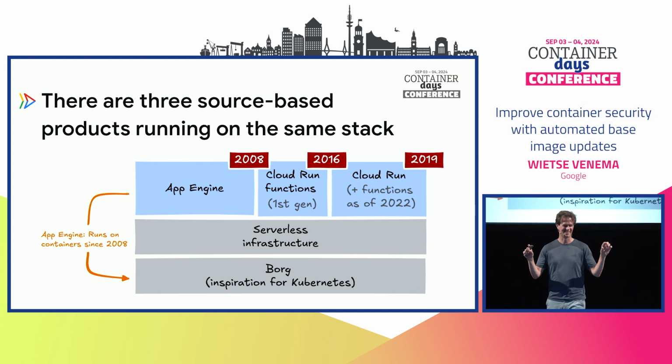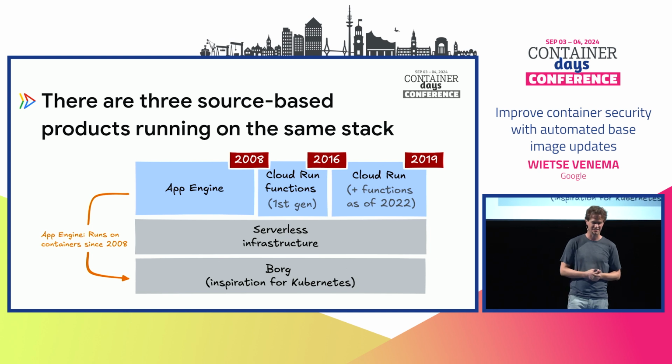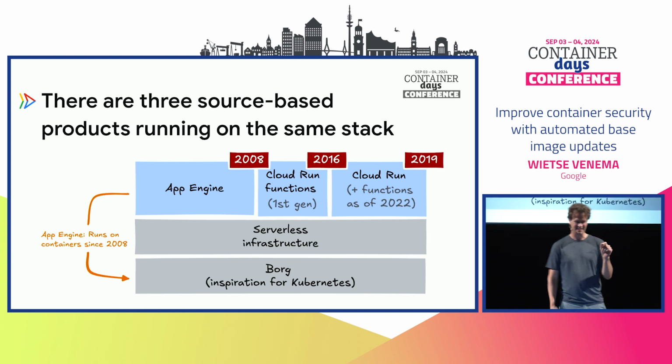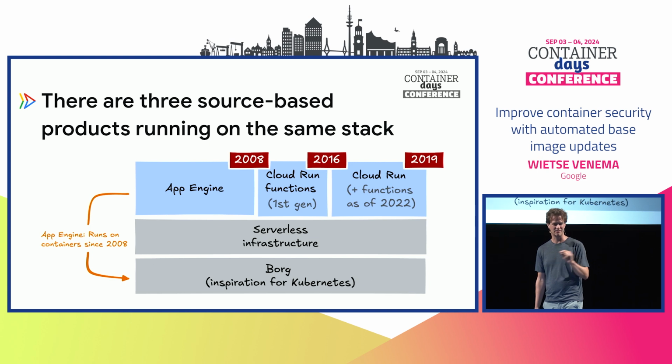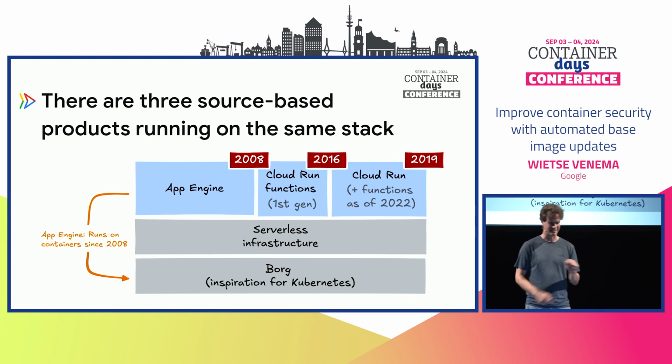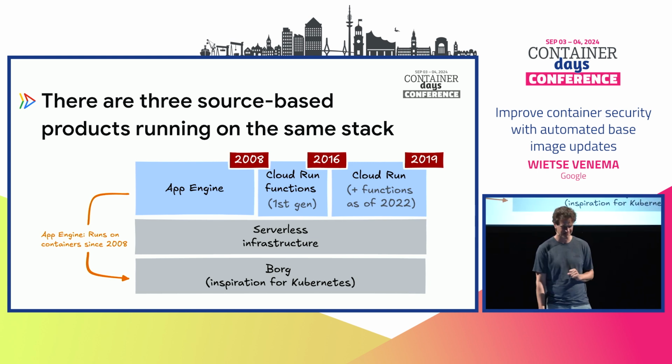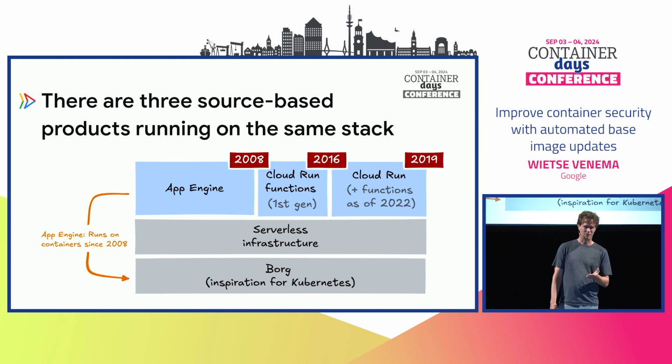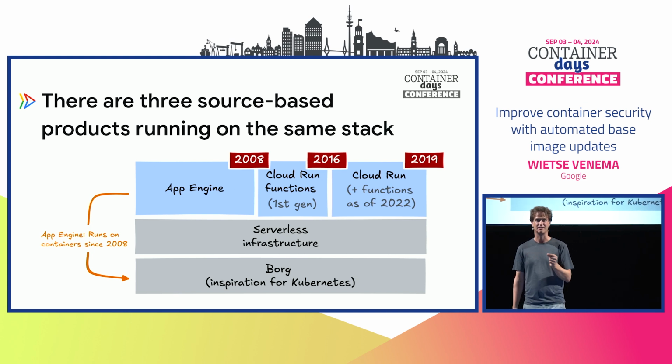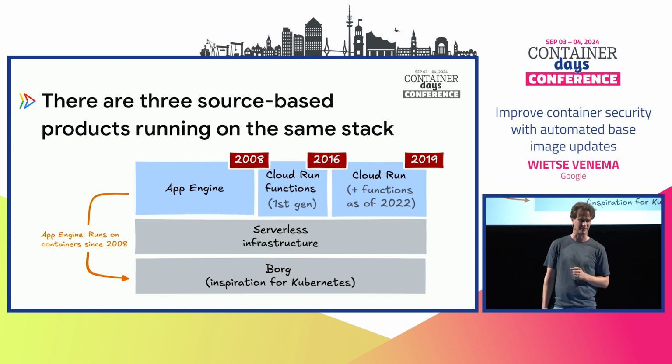And then on top of it runs the serverless infrastructure. And there's App Engine, which we launched in 2008. Back then, the first public reports of Borg are from 2005. So I guess I can safely say, without legal getting in my inbox, that App Engine ran on containers when it launched. Cloud Run Functions, the first generation, in 2016, and then Cloud Run, which launched in 2019, and it added functions in 2022.